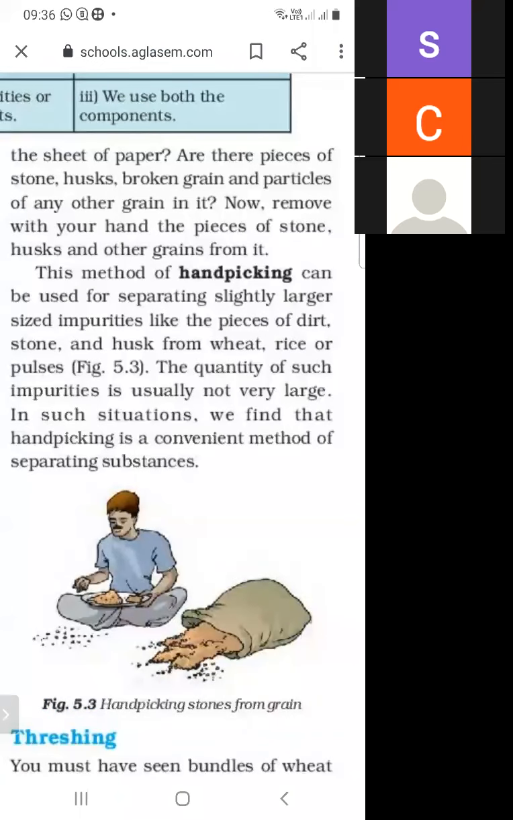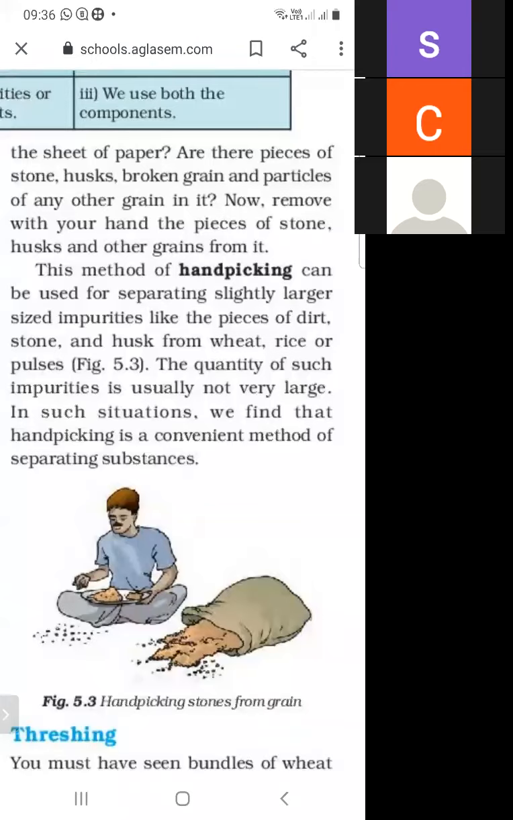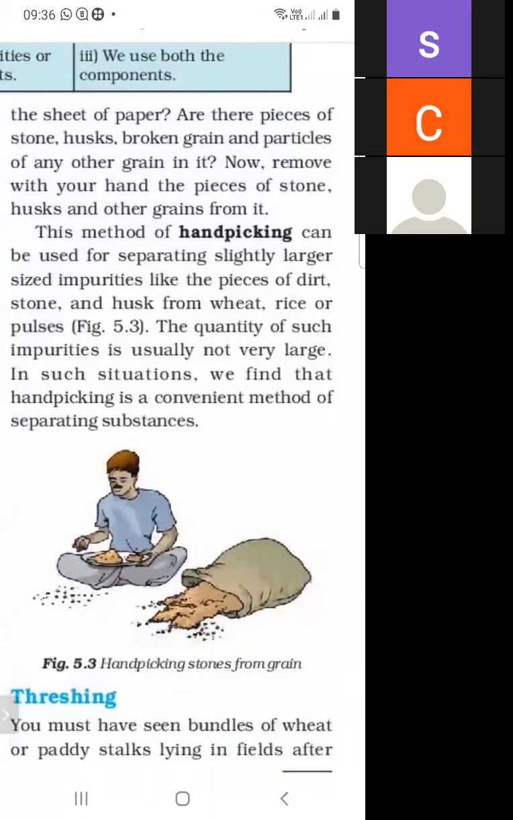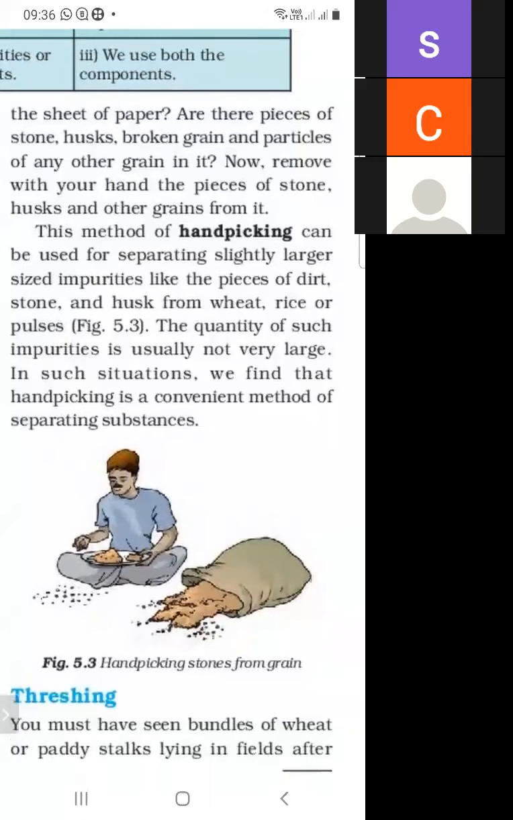Firstly, we will take a packet of grains, and then we will spread the grains on a sheet of paper. And then what we will see is that pieces of stone, husk and broken grain are present in it. Then we will remove these unwanted substances with the help of our hands. And this process is called hand picking.